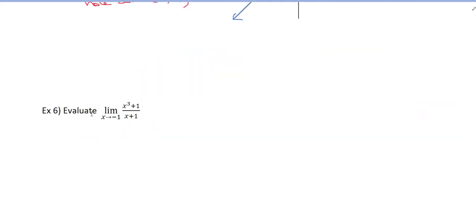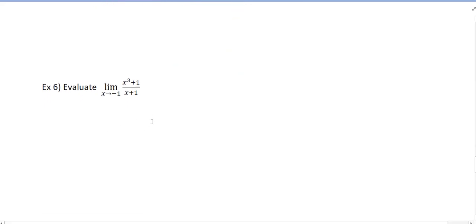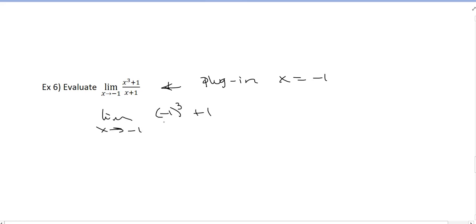All right, so let's look at this example. I have evaluate the limit as x goes to negative 1 of x cubed plus 1 over x plus 1. So plug in x equals negative 1. If you get a number, great, you're done. That's your limit. And so what happens when I plug it in? I'm going to have negative 1 cubed plus 1. You can probably already see it without really doing much work. Negative 1 cubed is negative 1, so I'm going to have 0 over 0.